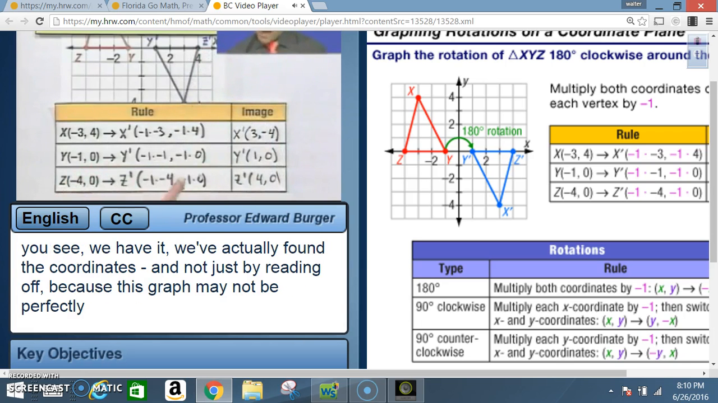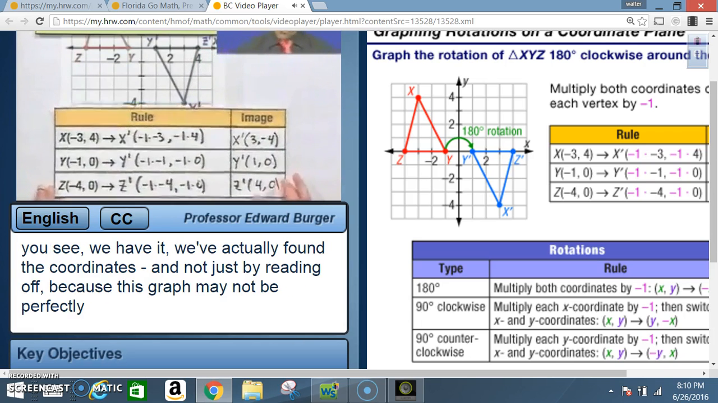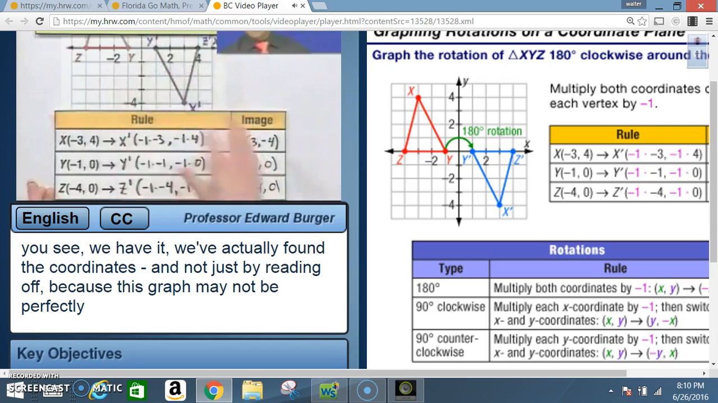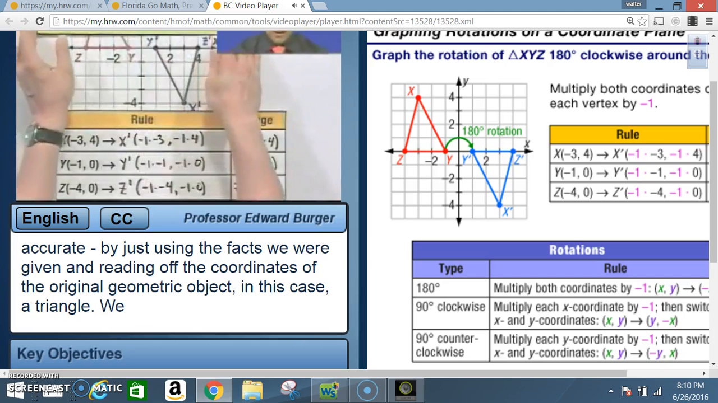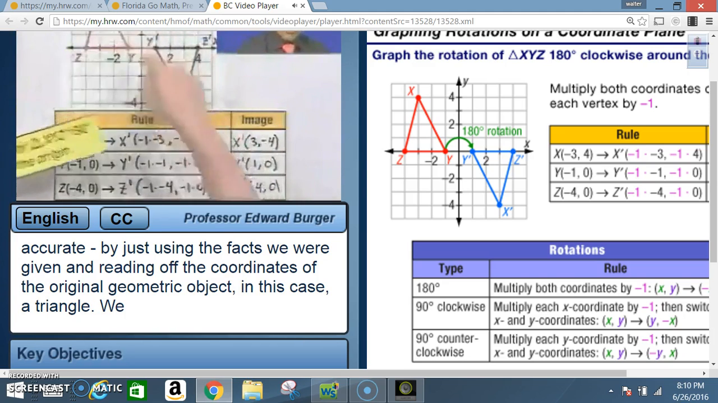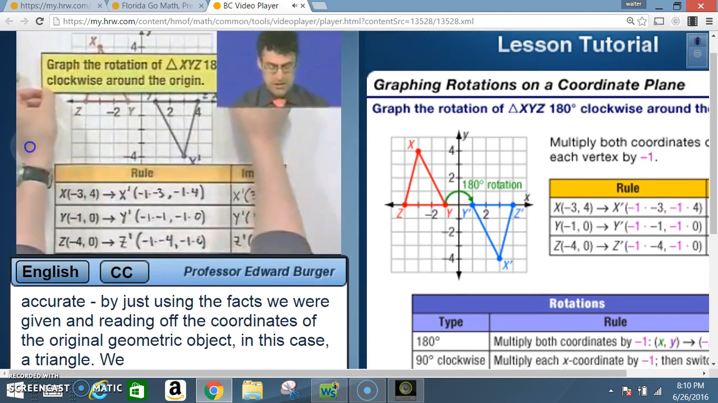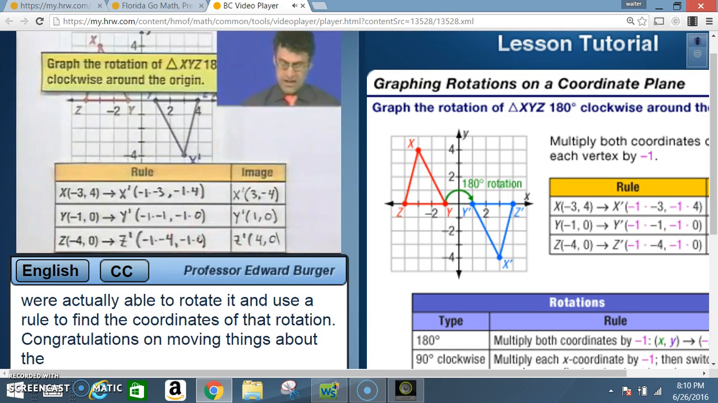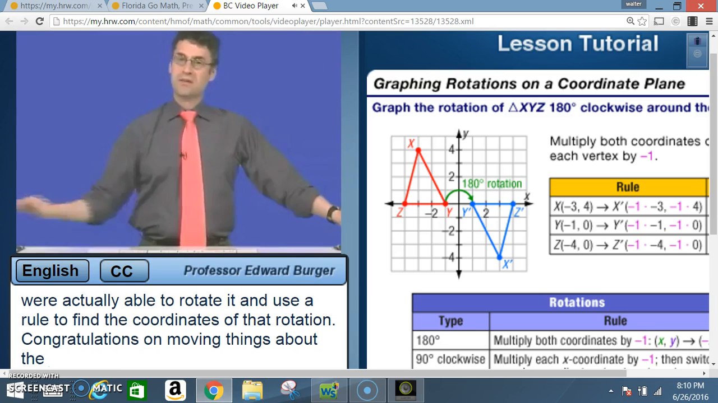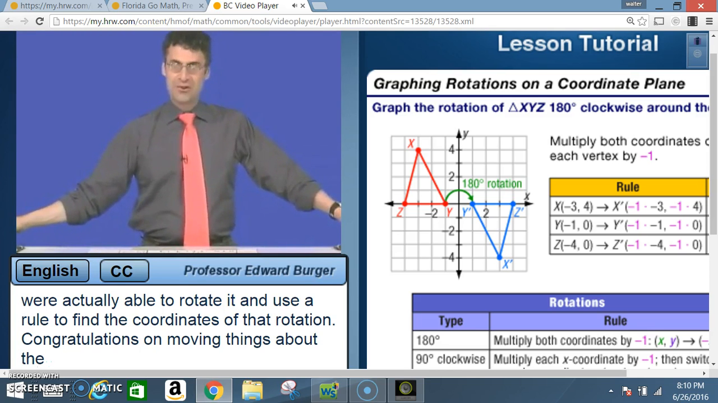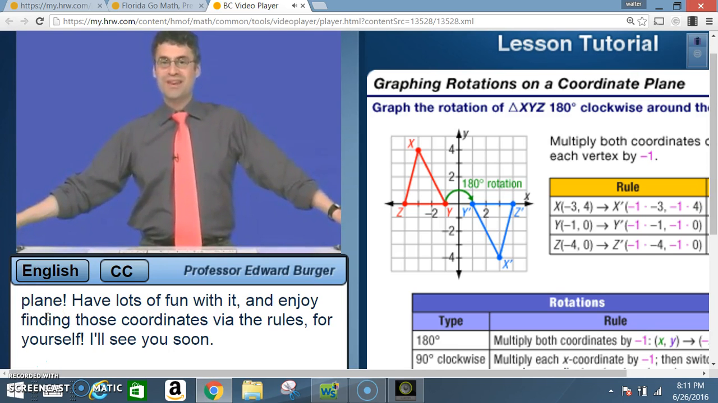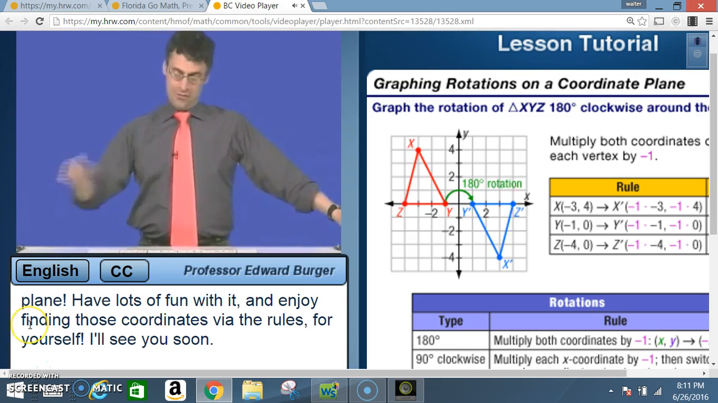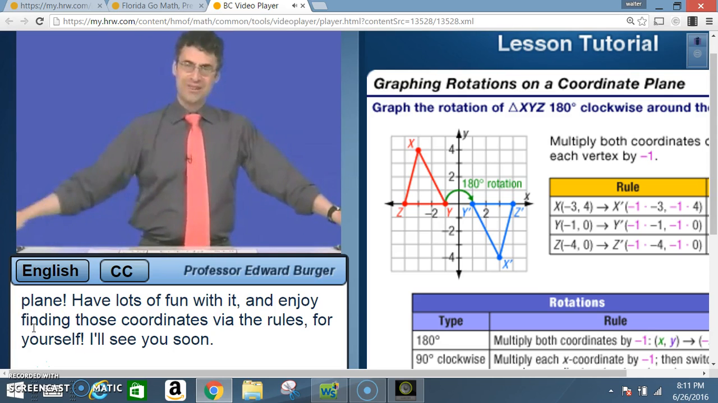And so you can see we have it. We found the coordinates not just by reading off, because this graph might not be perfectly accurate, but by using the coordinates of the original triangle and a rule to find the coordinates of the rotation. Congratulations on moving things about the plane. Have lots of fun with it and enjoy finding those coordinates via the rules for yourself. I'll see you soon.